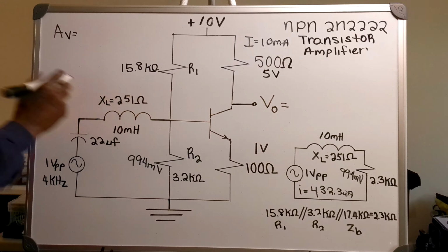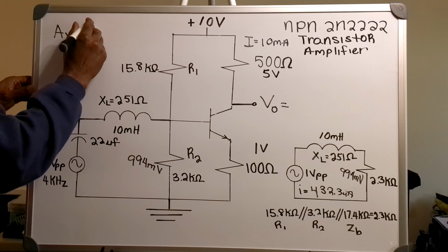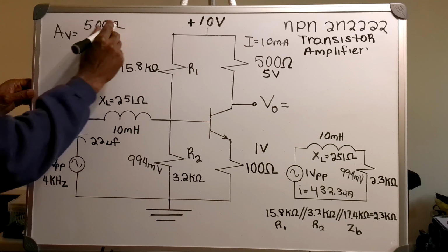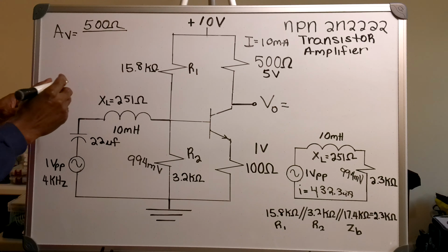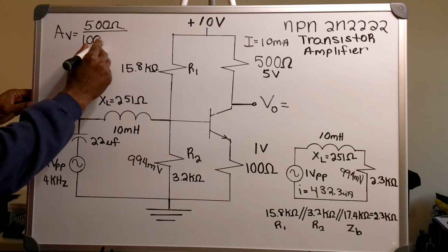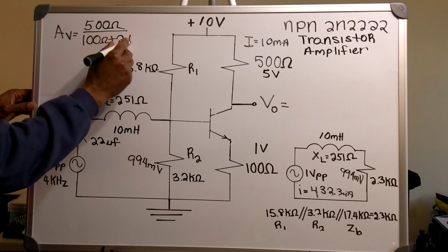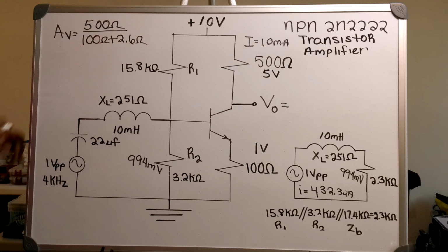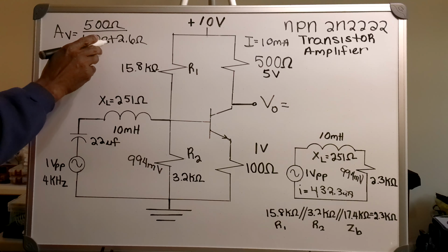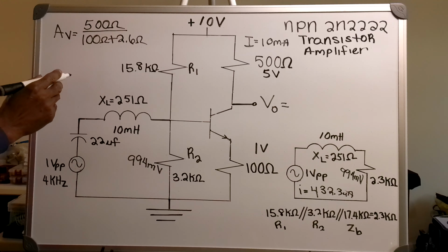Now my voltage gain will be 500 ohms divided by 100 ohms plus 2.6 ohms. Now, where did I get my 2.6 ohms from? That comes from a thermal voltage.